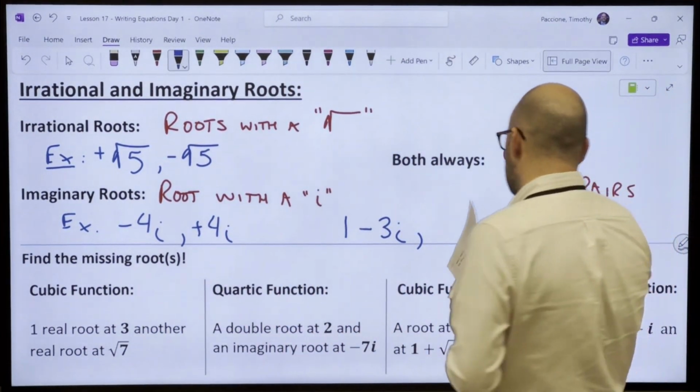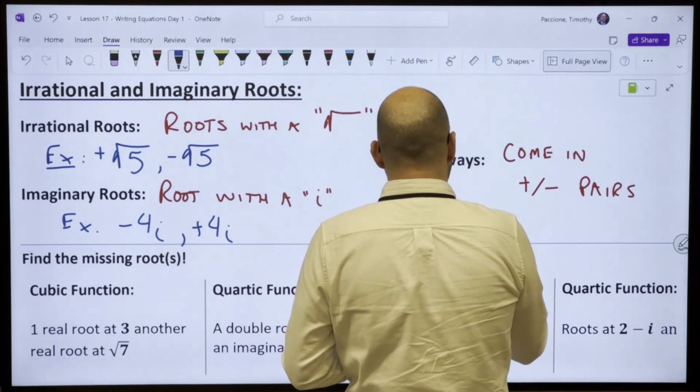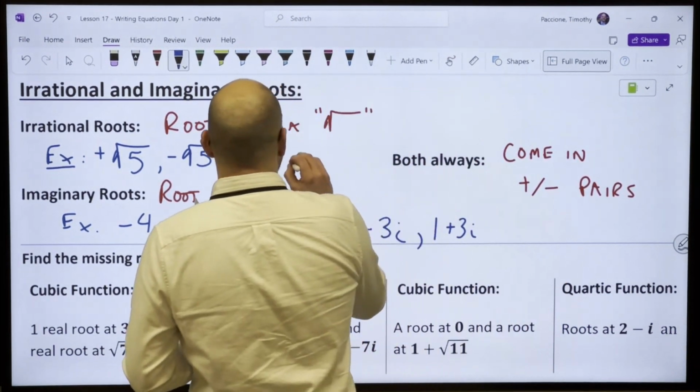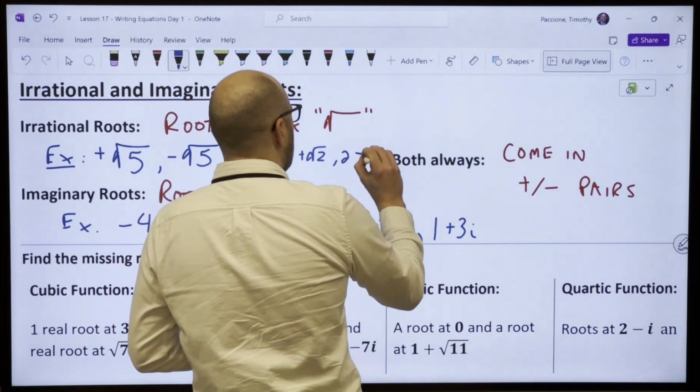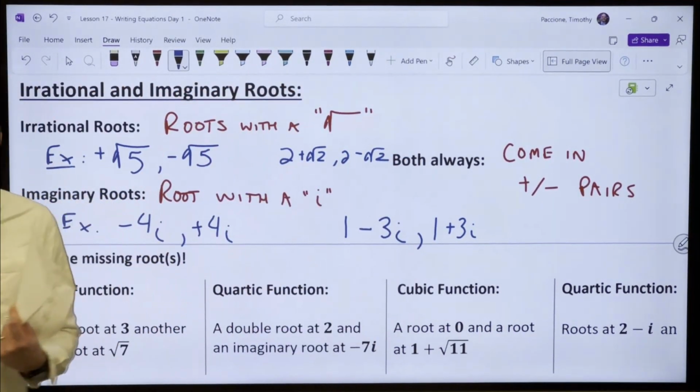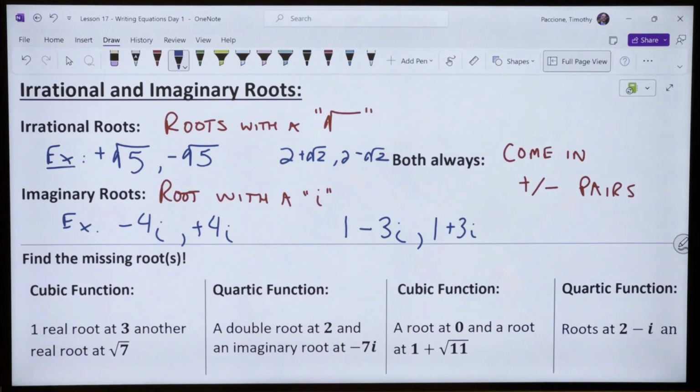1 plus 3i, right? Because that's where the plus or minus would have gone, okay? And you could say the same thing here. If I have 2 plus square root of 2, I have 2 minus square root of 2, right? Okay, so why is that useful?